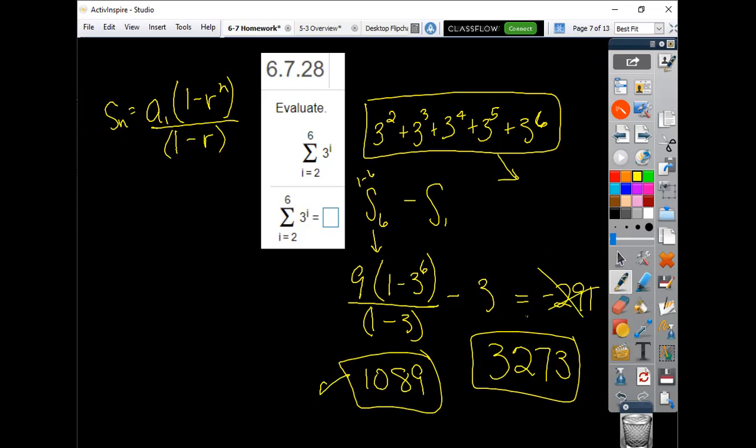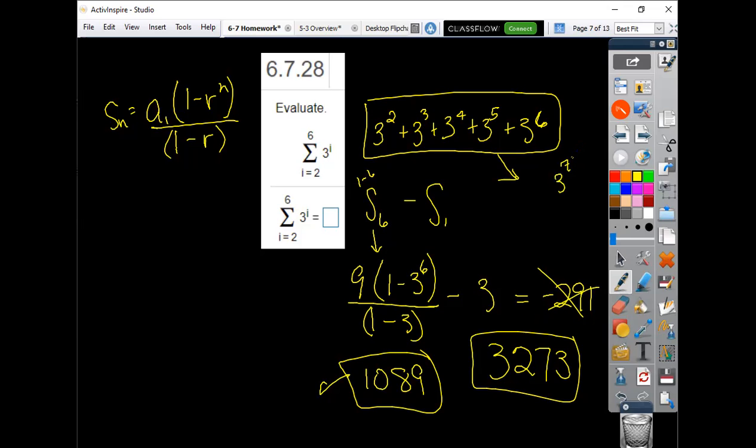Y equals, in the numerator I've got a 9 in parentheses 1 minus 3 to the 6th. That's in the numerator. And down in the denominator I got that 1 minus 3. And outside the whole thing I got that minus 3. That's still giving me the 3,273. It's like I'm adding one too many terms. I wonder if that's adding a 3 to the 7th into there. What's 3 to the 7th? That seems like too much.